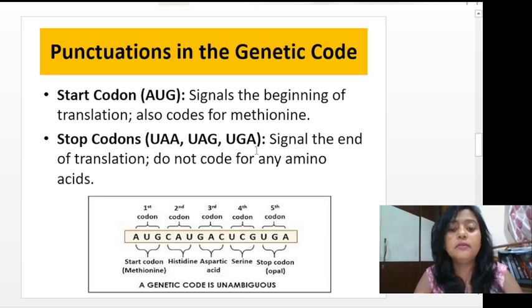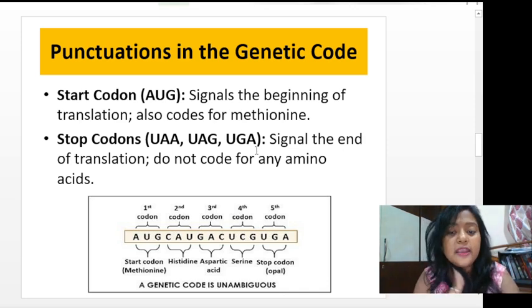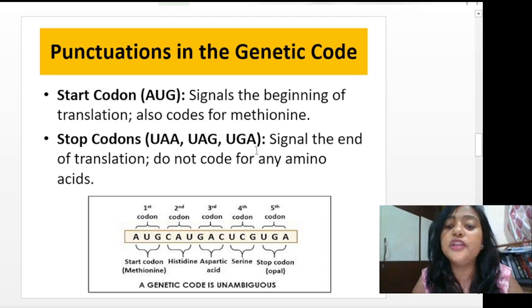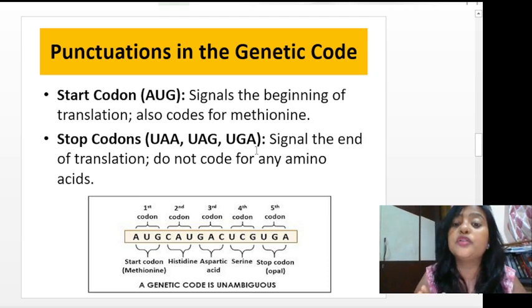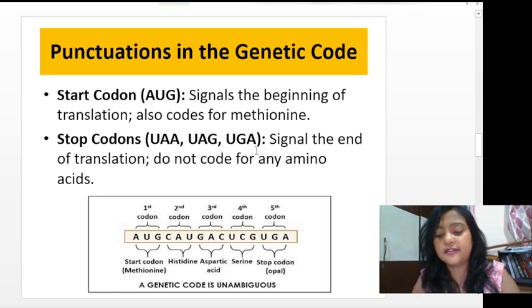Okay, you can see below there's a diagram, a table out here. So AUG is the first codon, CAU is the second codon, GAC the third codon, UCG the fourth codon, and UGA the fifth codon, which is a stop codon. As soon as the stop codon is met, it stops.